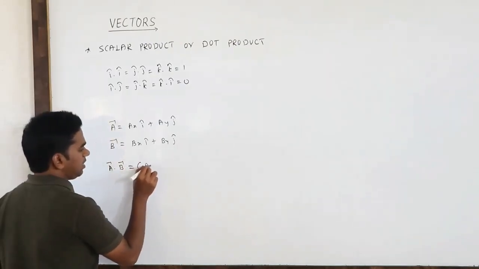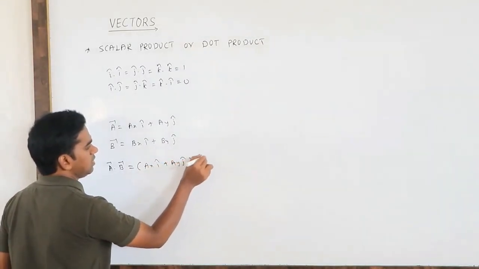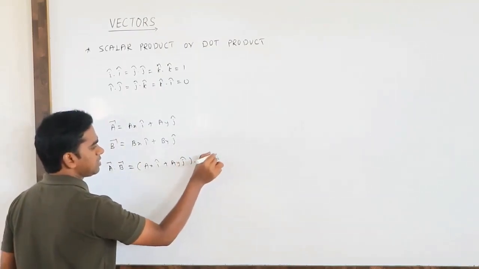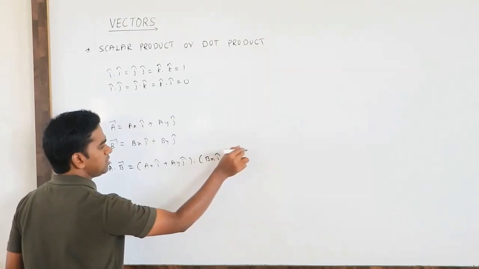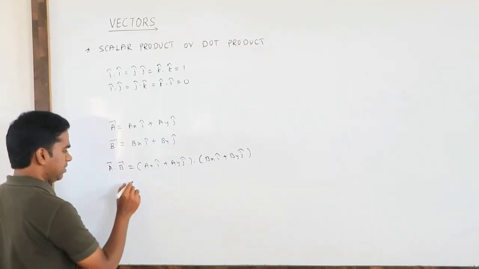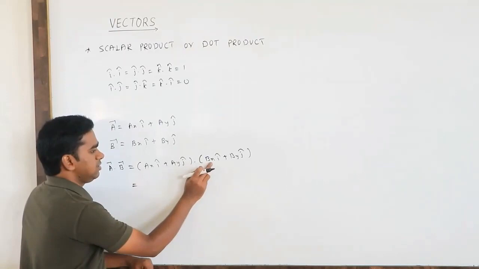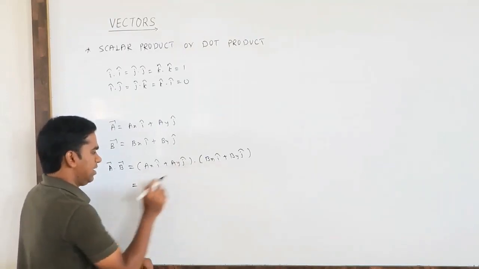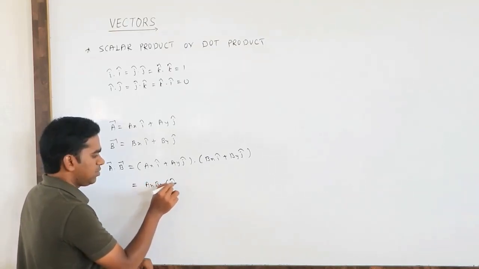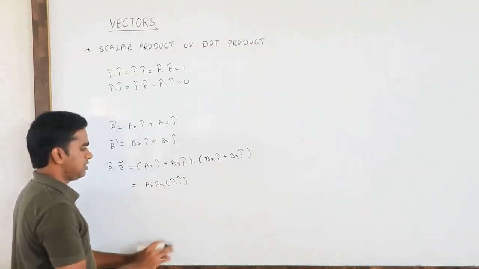Now you take ax I cap plus ay j cap dot bx I cap plus by j cap. Now you have to multiply this as usual, with your algebra and multiplication rules. First multiply ax into bx, I cap dot I cap. So ax bx, I cap dot I cap. Here also I, here also I. Try to understand this properly.